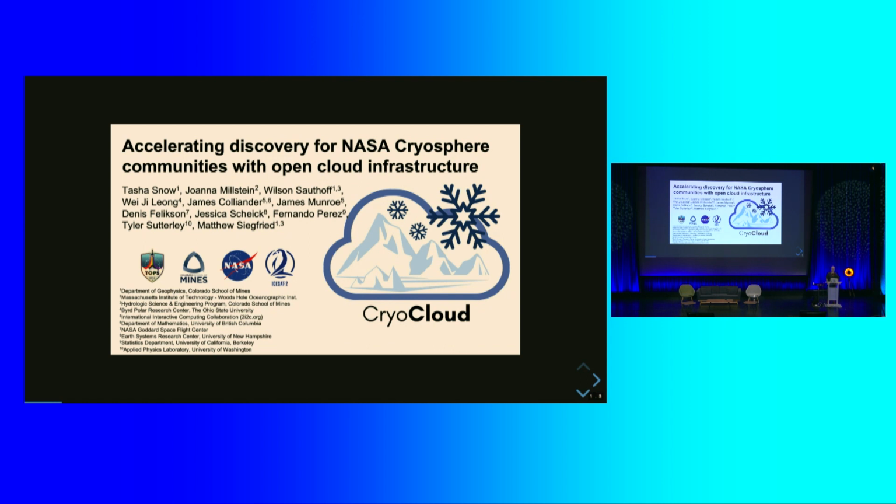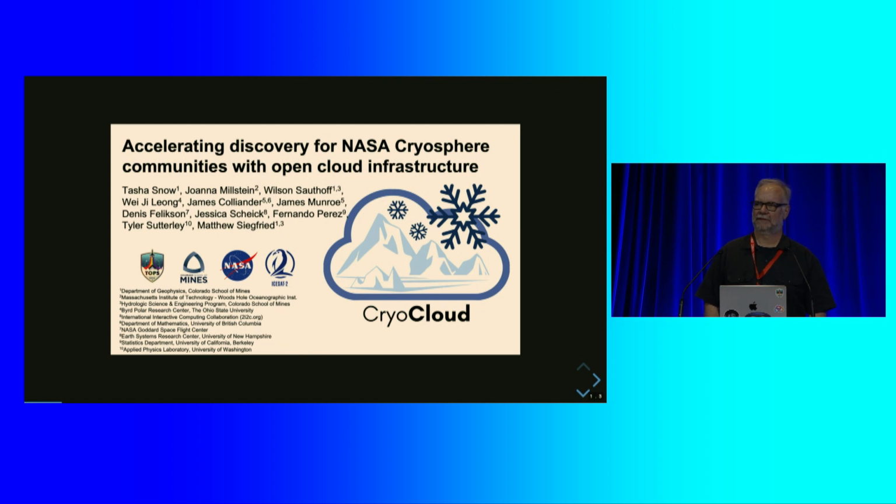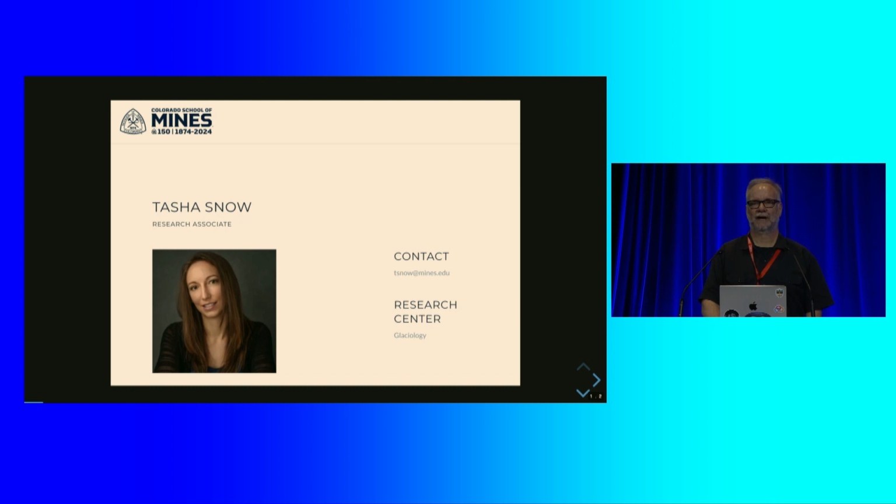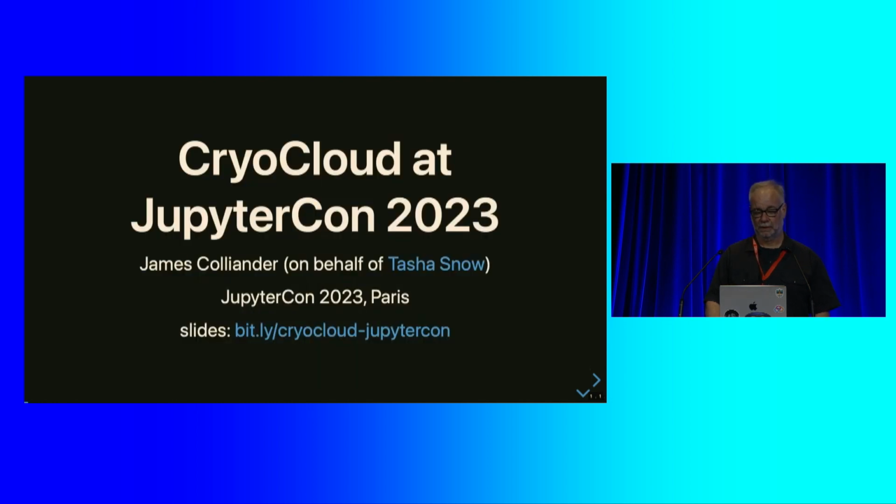My name is Jim Colliander, and I'm a professor at the University of British Columbia and one of the folks that are with the International Interactive Computing Collaboration, or 2I2C. Today, I'm serving as a stand-in for my collaborator, Dr. Tasha Snow, who could not come to Paris. And I'm going to be talking about some work that 2I2C has been doing with Tasha and a group of Cryosphere researchers that are associated with the NASA ICESat-2 mission.